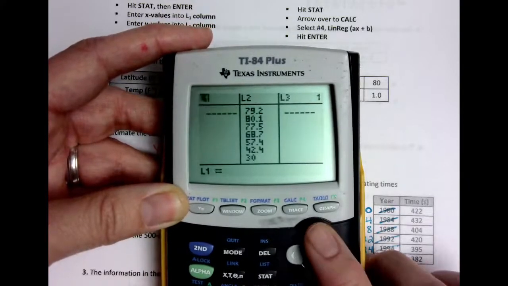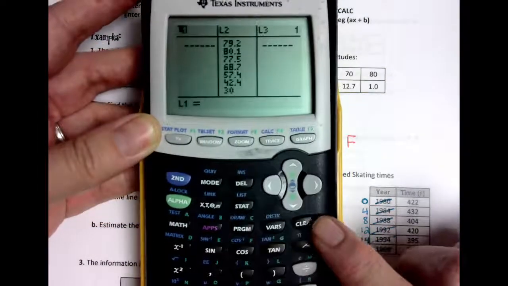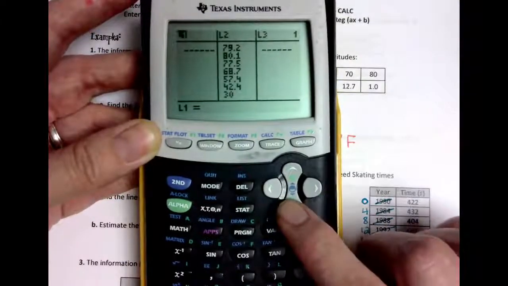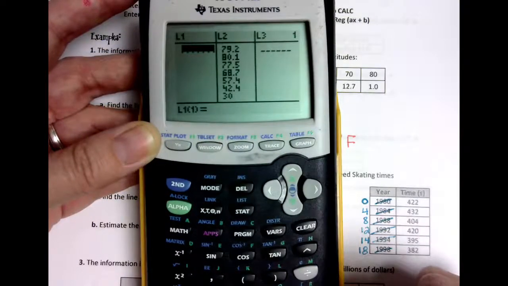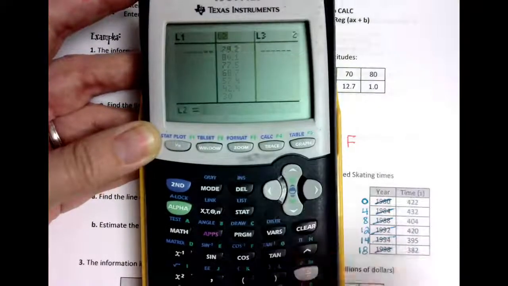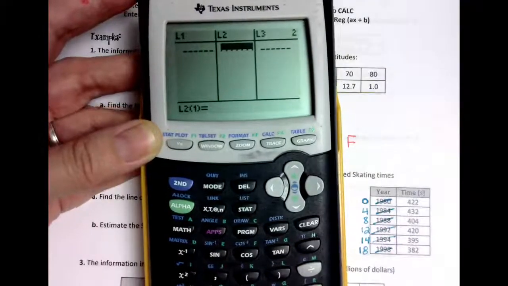So highlight L1, hit the clear button over here. Do not hit delete. Delete deletes it. You're going to hit the clear button and push down, and it'll delete all the numbers underneath it. So do the same for L2. Hit clear and push down, and it clears out all the numbers underneath, but it doesn't actually delete your list.